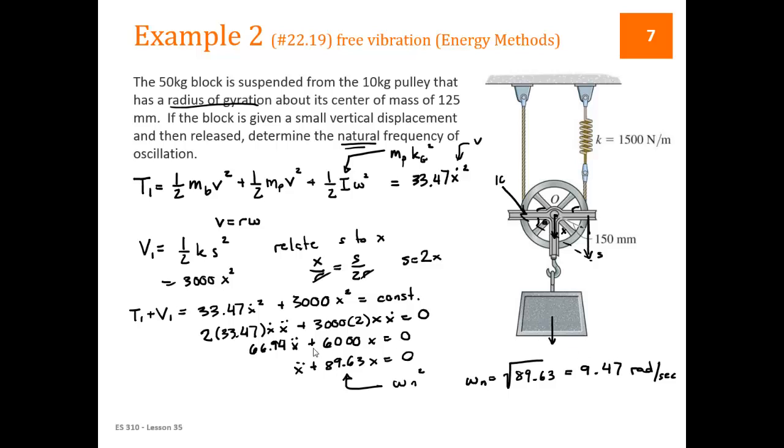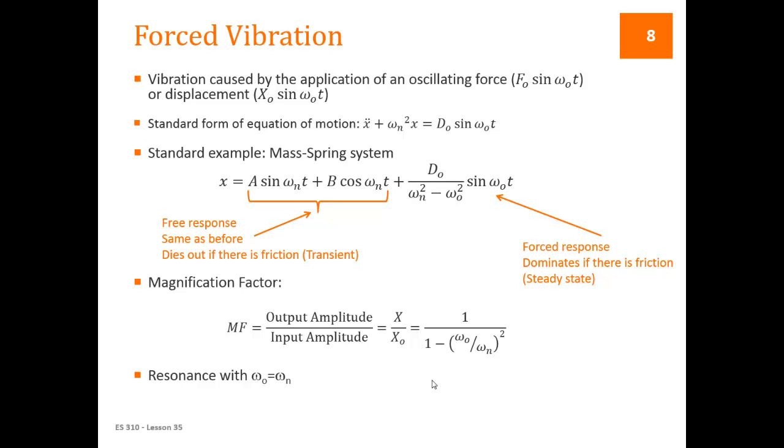So if we were given information about the initial conditions, we could use this standard form to write x is equal to a sine omega nt plus b cosine omega nt. But we're not asked to do that. All we're asked to find is the natural frequency. So that was free vibration. Now let's take a look at forced vibration.